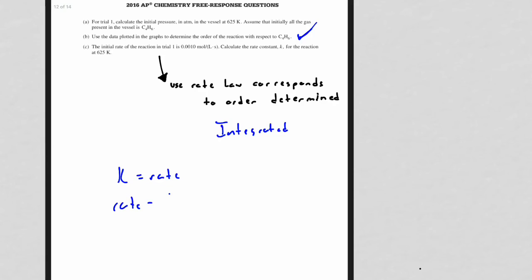Rate equals K times some concentration to some value x. If you already determined what x is, figuring out K should be really easy. Your choice. And you have an initial concentration too, don't you? So your choice. I think it's an easy question, quite honestly.